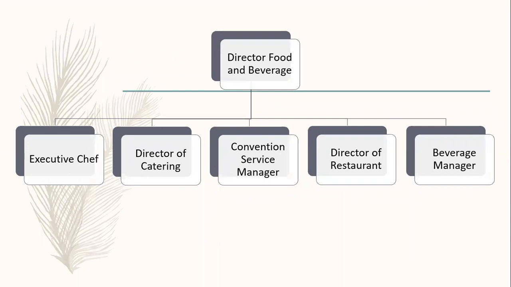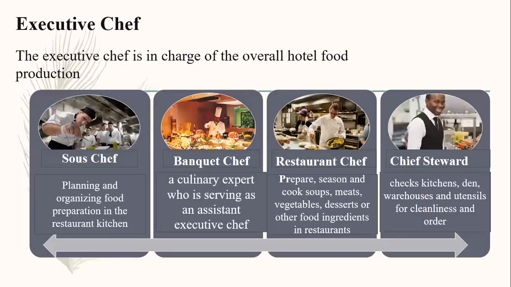And in this department, the director of food and beverage has 5 staffs under the director. There are executive chef, director of catering, convention service manager, director of restaurant, and the last one is beverage manager. Okay, the first one is executive chef.